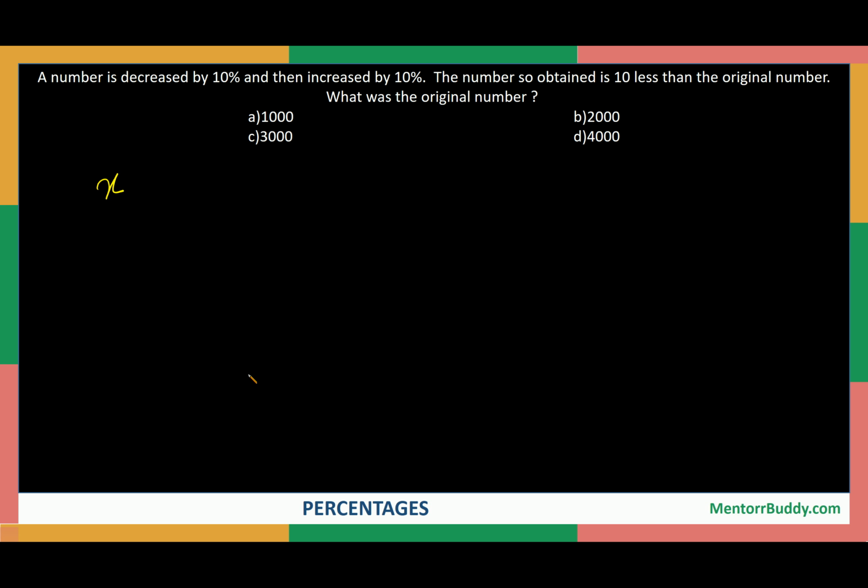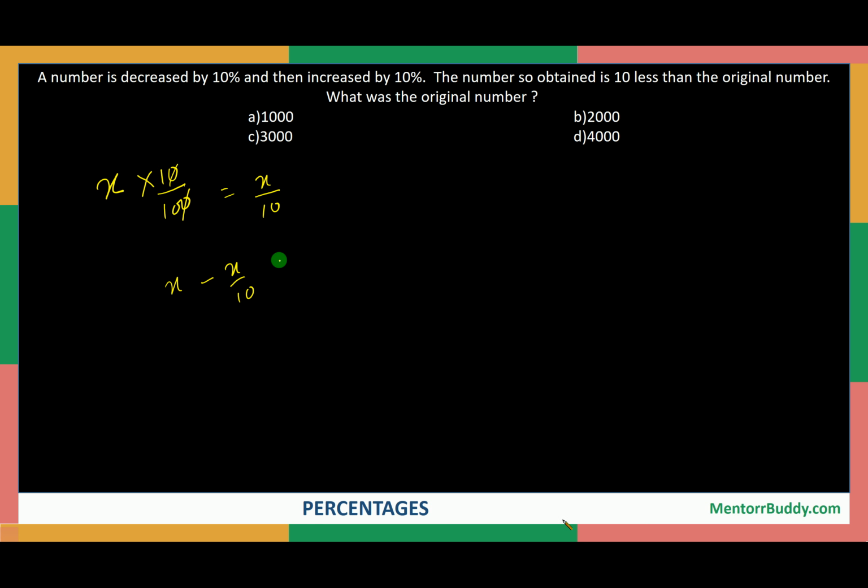If the number is x and if it is decreased by 10%, then what we need to do? We need to find 10% of x, that is x multiplied by 10 upon 100. So it will become how much? x by 10. So this much is decreased from the number. So now the number will become x minus x by 10, that is 10% is decreased.